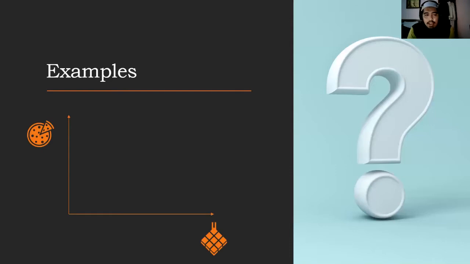So let's say we have two kinds of goods. We have pizza and we have ketupat. Me as a consumer, I am given a choice between pizza and ketupat. On Hari Raya, for example. So here is the indifference curve, the first indifference curve.